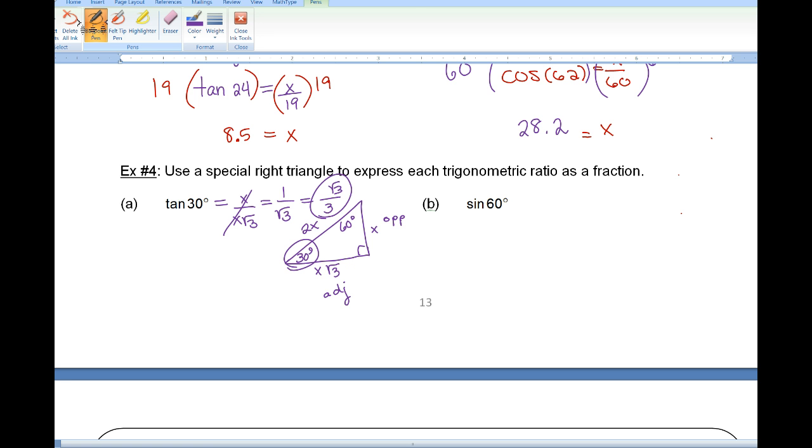Okay, let's look at sine of 60 degrees. So here's 60. Here's 30. Here's my right angle. This time I'll just put 1, 2, and square root of 3. It's the same thing, just without the x's. So what would sine be? Sine is opposite over hypotenuse. So it's square root of 3 over 2.